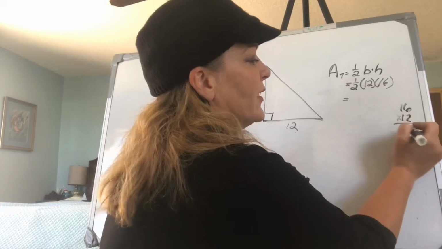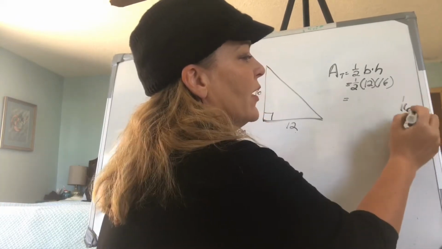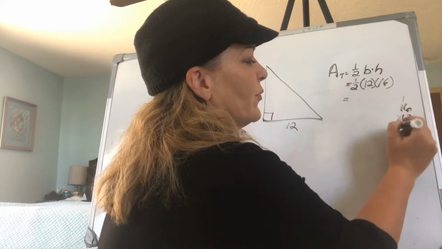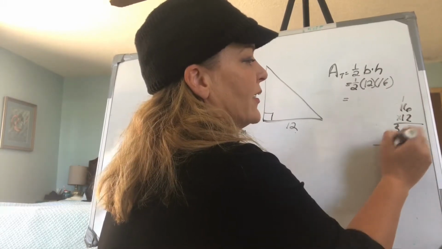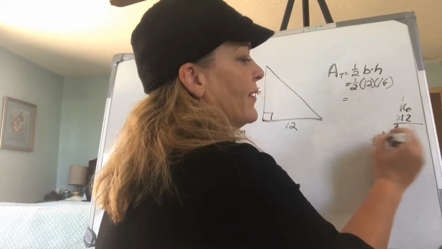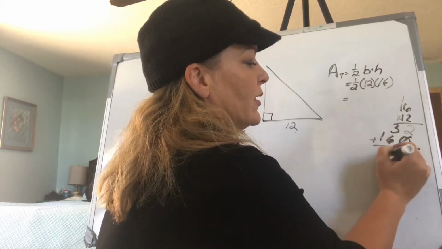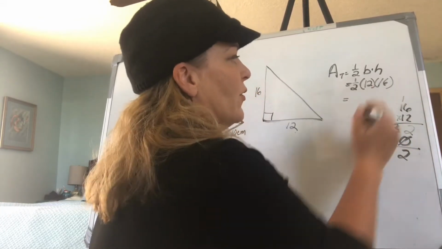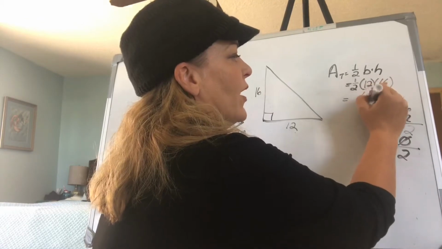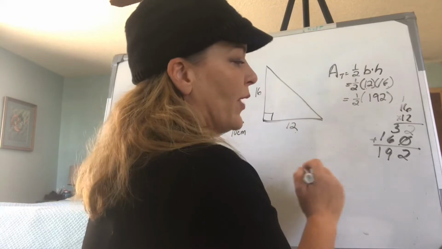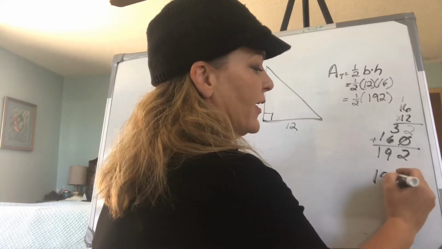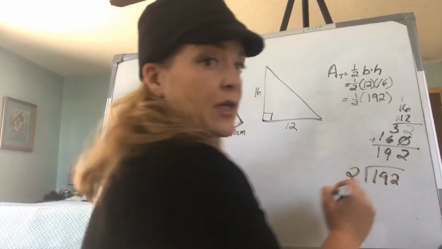2 times 6 is 12, carry the 1. 2 times 1 is 2, 3, bring down the 0. 1 times 6 is 6, 1 times 1 is 1, and then I add them. 2, 9, so when I multiply these, I get 192, and then I have to divide it by 2 or multiply it by 1/2. So 192 divided by 2.